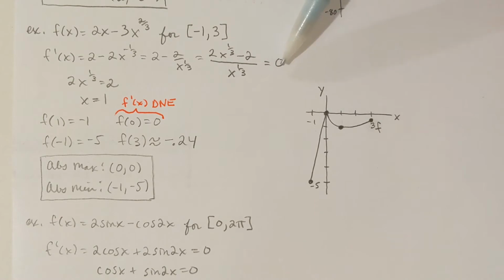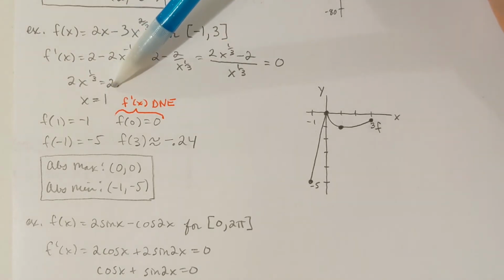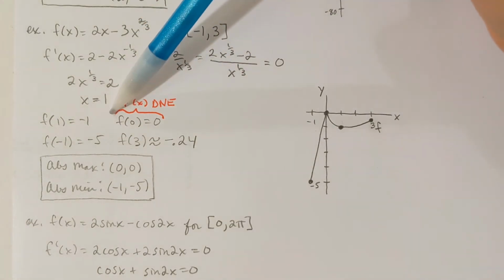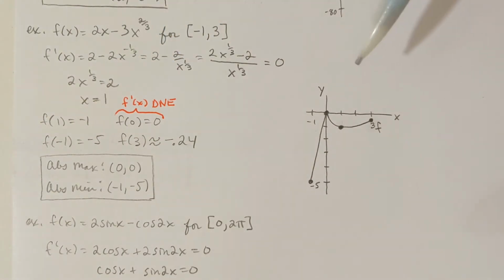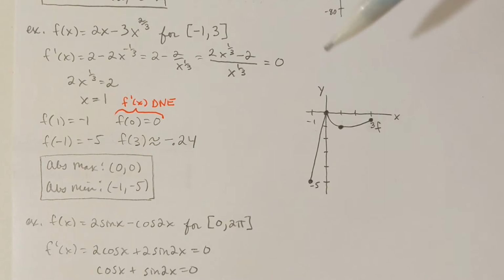If I set that equal to 0, multiply both sides by x to the 1/3, and then add 2 and divide by 2, x to the 1/3 equals 1 means that x would be 1. So 1 is a critical number. Now, I mentioned make sure that you get all of the critical numbers. Some students won't do that, and that can be a problem.